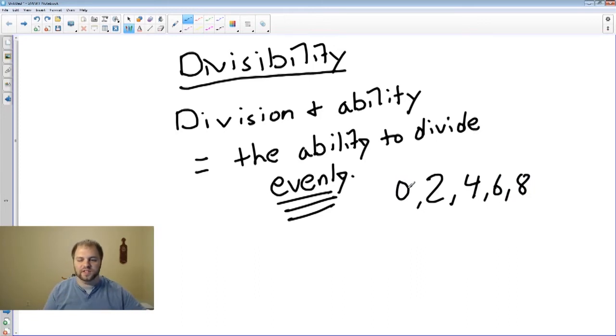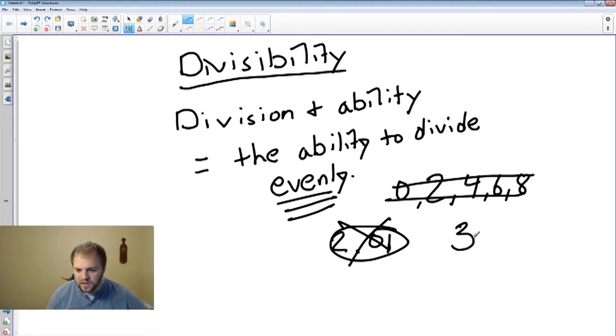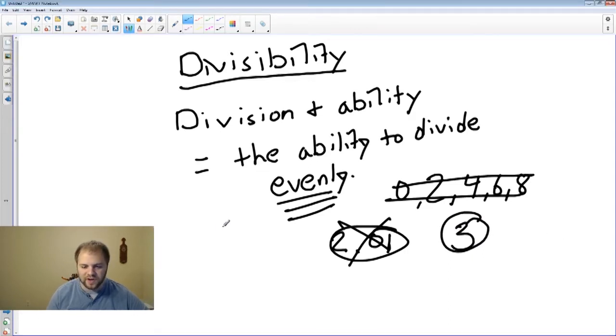What I mean by the ability to divide evenly is talking about whether we have a decimal or not. If it has a decimal, this is not evenly. But if it's just a whole number such as 3, this is evenly. We want no remainder, no decimal. So divisibility is the ability to divide evenly with no remainder and no decimal.